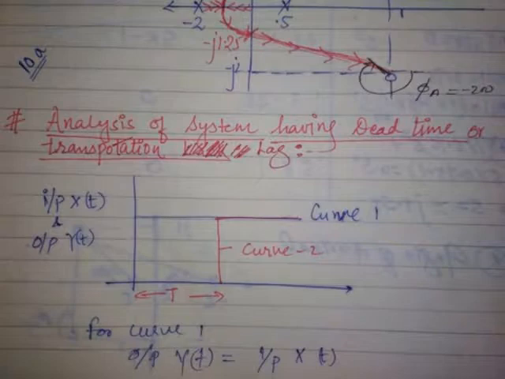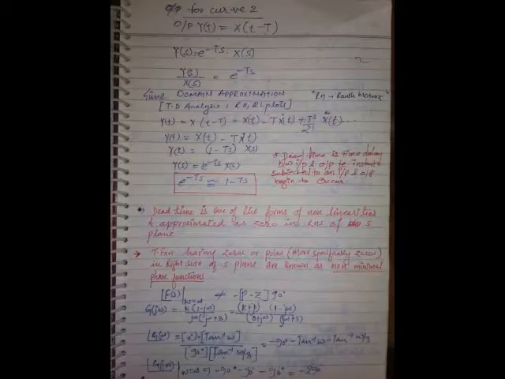First point, dead time is one of the forms of nonlinearities, and is approximated as a zero in RHS of the s plane.